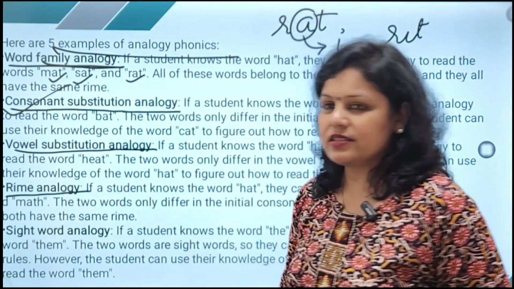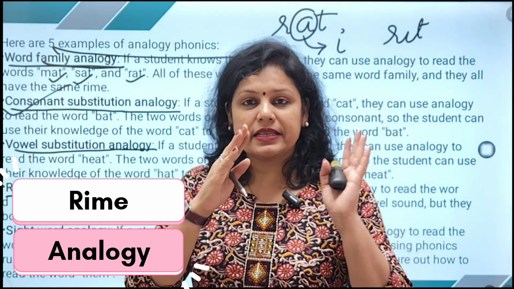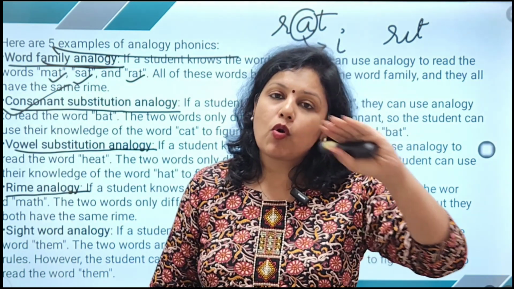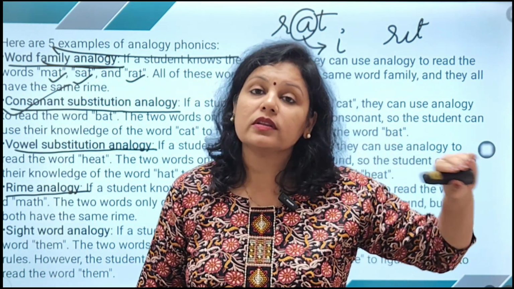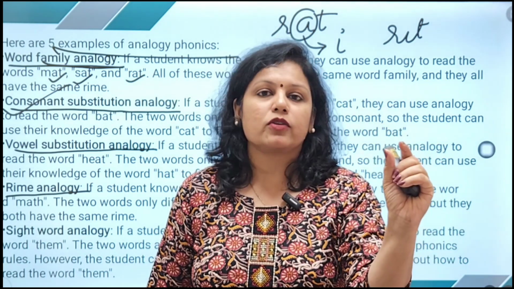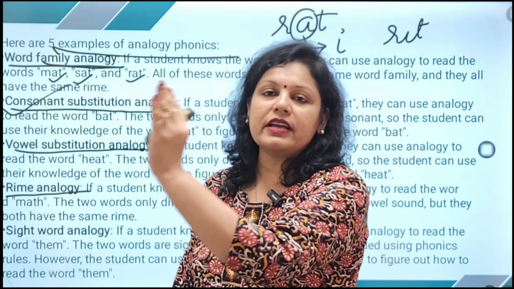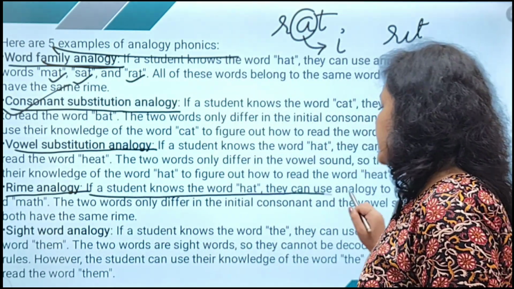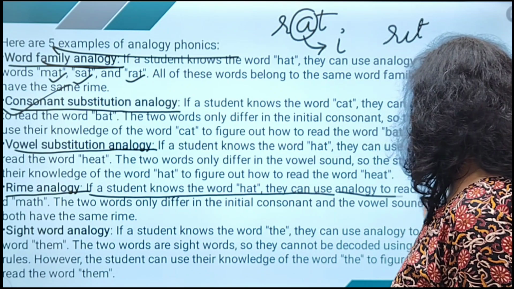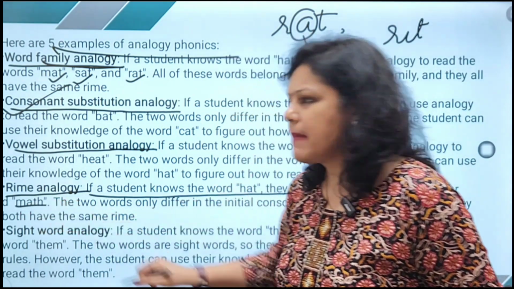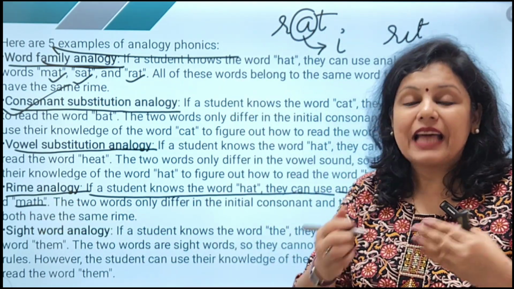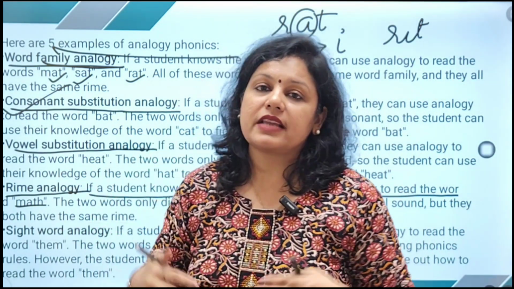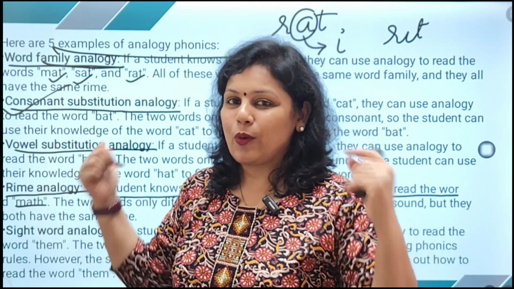Similarly, the rime phonics, onset and rime. Rime is the last part of the word that is left after leaving the first few consonants, the consonants that are there in the front part of the word. Whatever is left is what is known as a rime. So if a student knows the word hat, they use analogy to write the word math. They may do it, right? That means if the child understands rime, the child may understand many other words also.